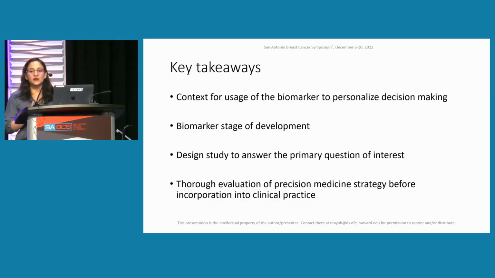And we want to do a thorough evaluation of our precision medicine strategy before we incorporate it into clinical practice, because there are potential negatives to a strategy that is not well vetted. And so we do want to be sure of what we're doing before we do any interventions in the general population. And so I would say, just to end, work with your biostatistician. This is a team science approach to improving patient outcomes. We need all inputs from all sides to make sure that we are keeping our focus on patient outcomes and getting the best options for our patients.